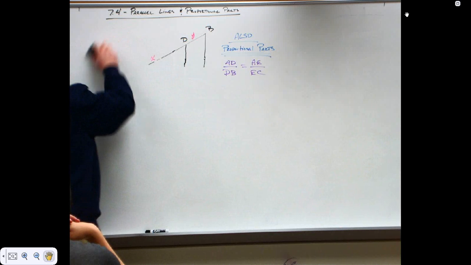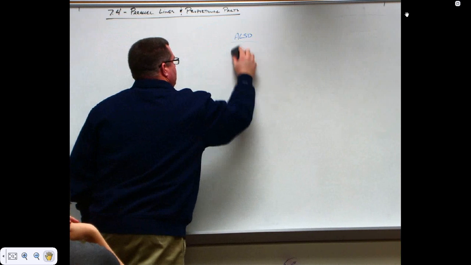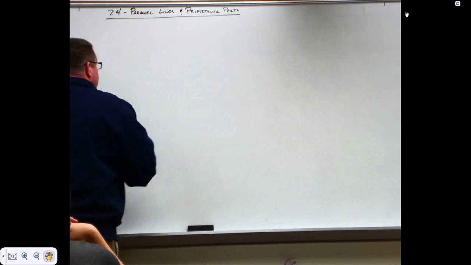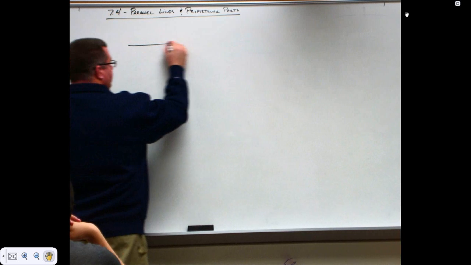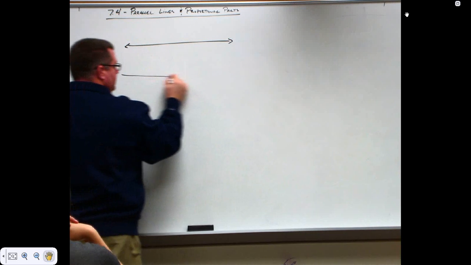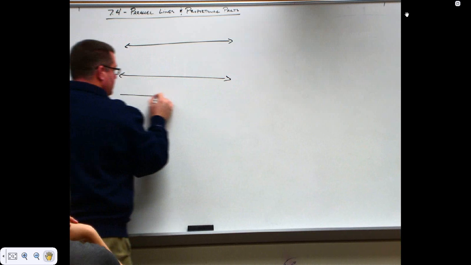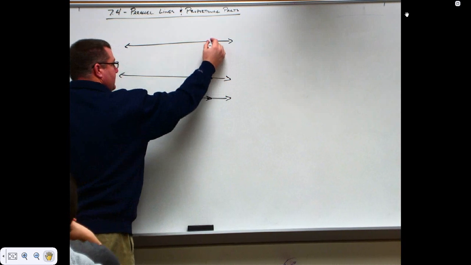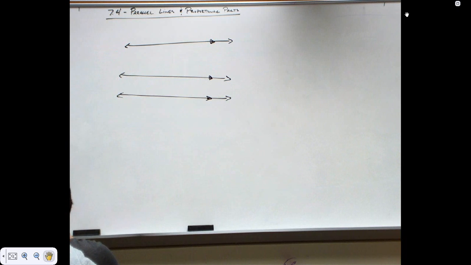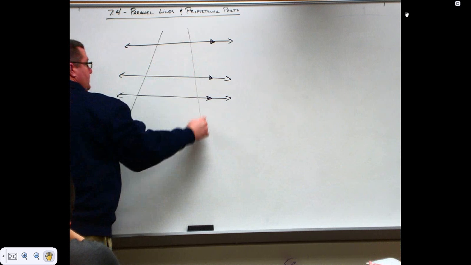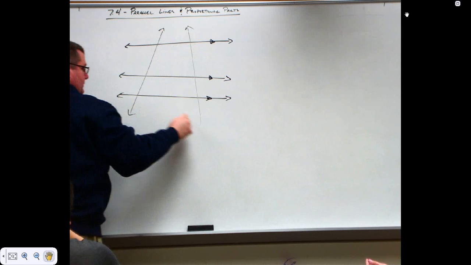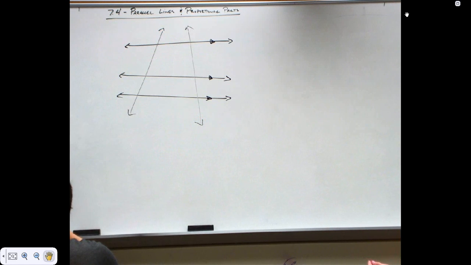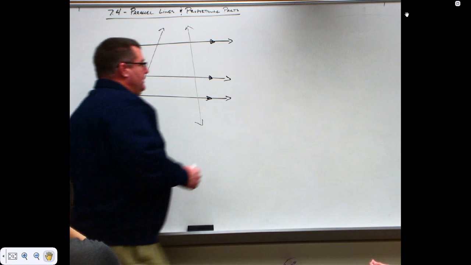Okay, the other theorem in this section is along the same lines. So let's say I have three parallel lines drawn. These are all parallel. Okay? And I draw two lines through it like that. Okay? Does this somewhat look like this?